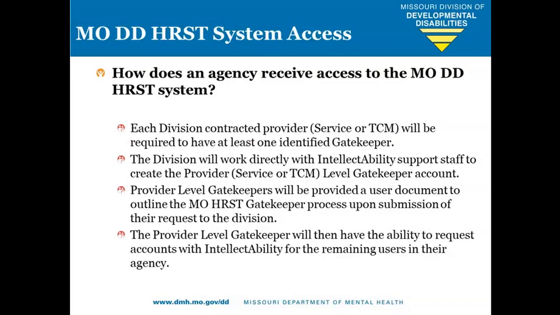So how does an agency receive access to the MO DD HRST system? Each division contracted provider, whether it be a service provider or targeted case management, aka support coordinator, will be required to have at least one gatekeeper. The division will work directly with Interdisciplinary, which is a company who created the health risk screening tool and is contracted to be our support with the MO DD HRST process. The division will work directly with Interdisciplinary support staff to create the provider-level gatekeeper account. Provider-level gatekeepers will be provided a user document to outline the MO HRST gatekeeper process upon submission of their request to the division. The provider-level gatekeeper will then have the ability to request accounts with Intellectability for the remaining users in their agency.